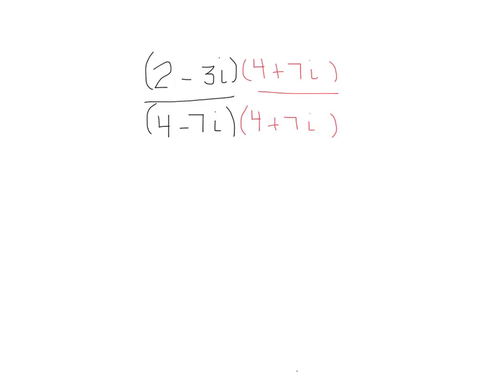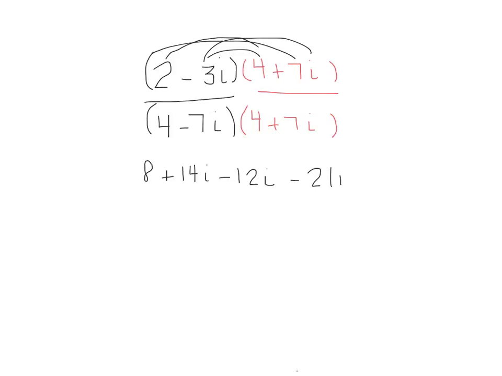So on top, we'll go ahead and FOIL. First times first will give us 8. Outside times outside will give us 14i. Inside times inside will be minus 12i. And last times last will be minus 21i squared.